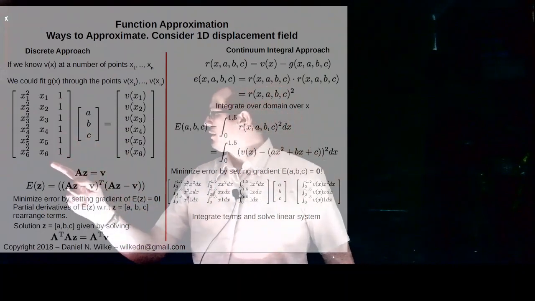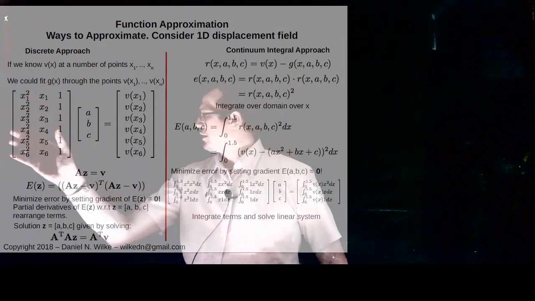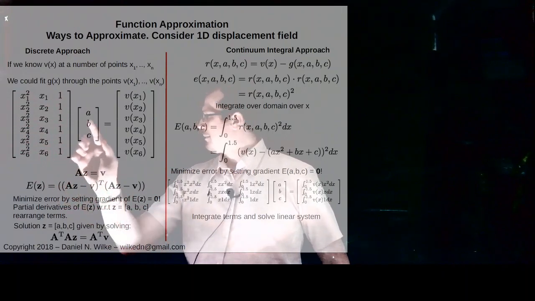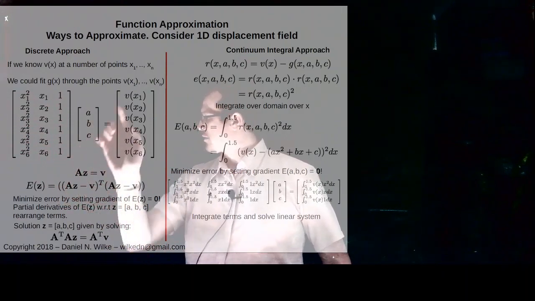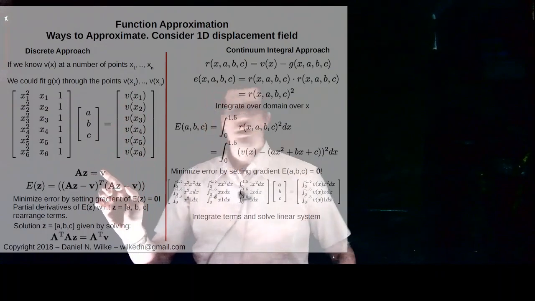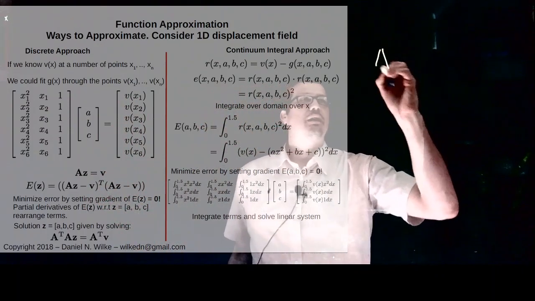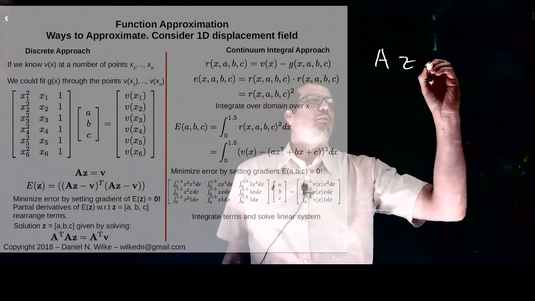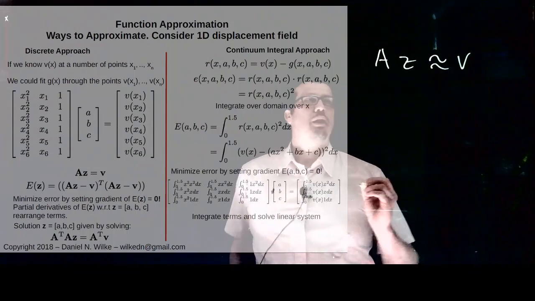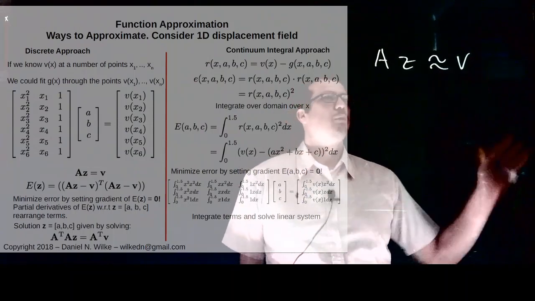So think of this matrix here. We're going to call it A. This A, B, and C's we'll call Z. And this right-hand side vector we'll call V. Okay. So in general, the best we can do is to say A times Z will only be approximately equal to V. Okay. But because we can't solve it exactly, doesn't mean we can't do a good job.